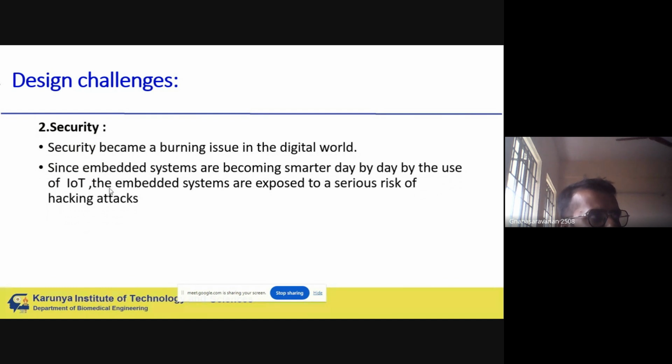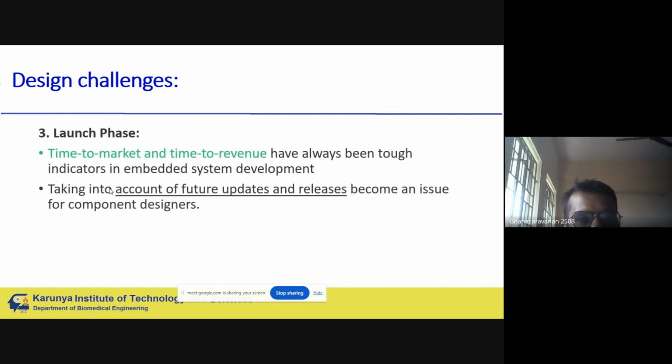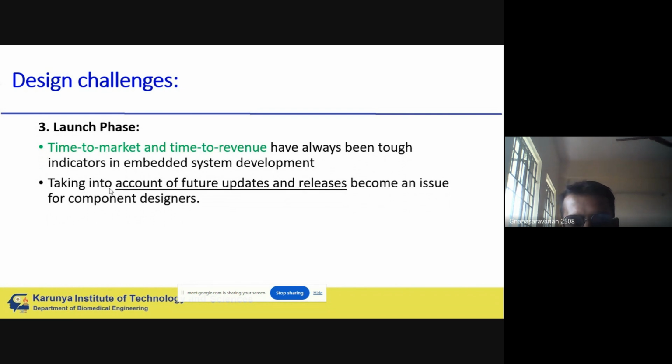The second one is security. Since all embedded systems are nowadays becoming smarter, and everything is almost IoT enabled, since it has to be accessed from everywhere, network hacking issues or security breaches are an important parameter to always be considered, or it is always a challenge. And the third challenge is launch phase, time to market, time to prototype, time to revenue. So these are all important challenges or issues regarding embedded system design.